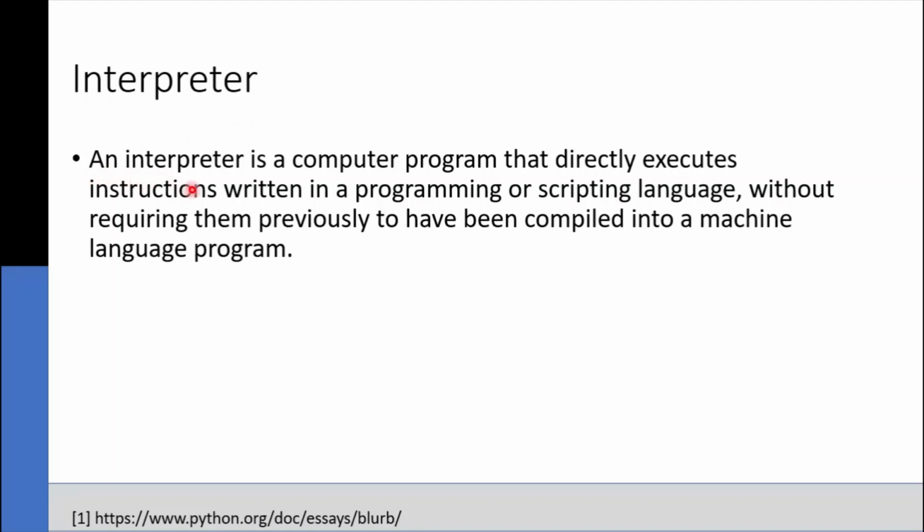An interpreter is a computer program that directly executes instructions written in a programming or scripting language, without requiring them to have been previously compiled into a machine language program. Now there's a disadvantage, because with compilers we need to translate in one stage, and then it should translate by using an interpreter, and it's a time-consuming process, but it's very robust, right?